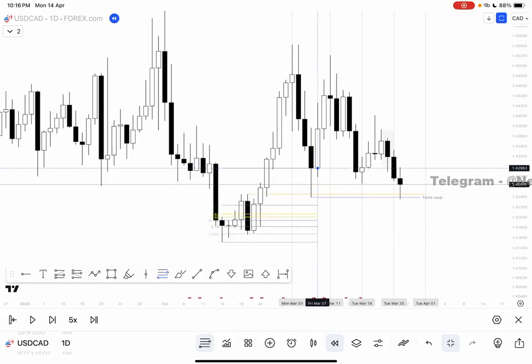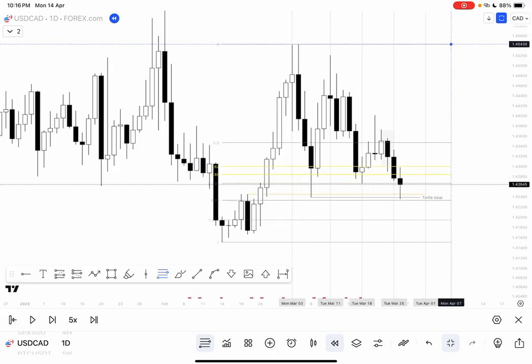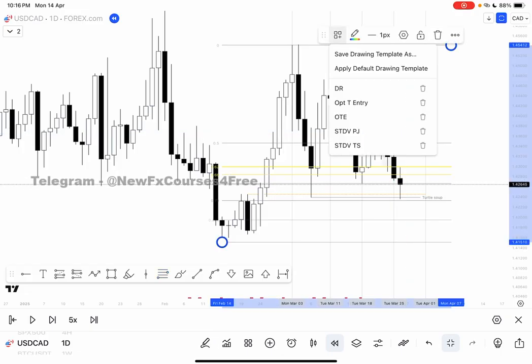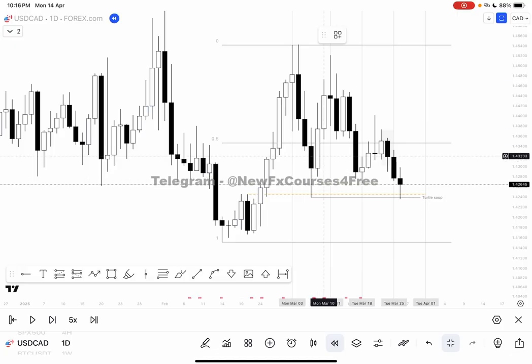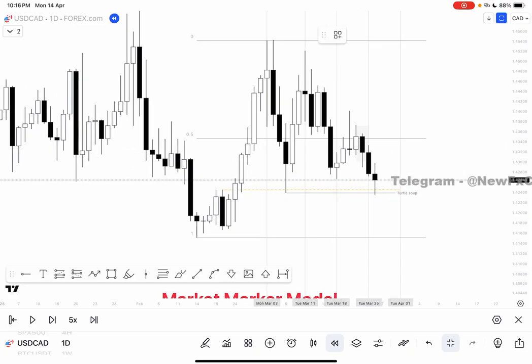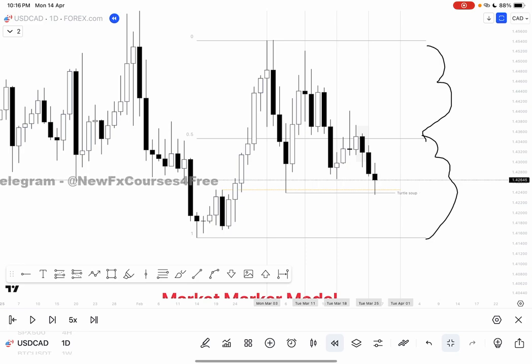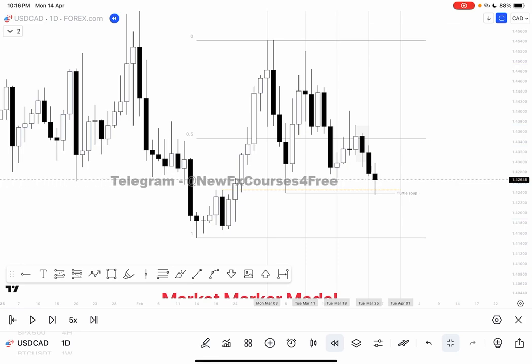discount region of this range. As you can see here, we are below the 0.5 level. This is your discount and this is your premium. You buy at a discount and you sell at a premium. So here, turtle soup, taking week 1's low, tapping on the daily key level.